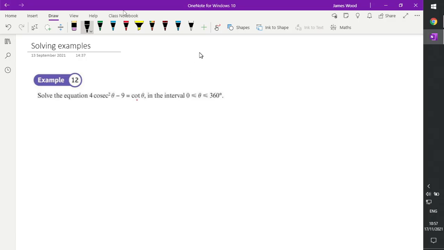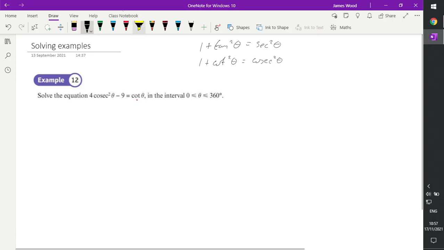So let's just write down those two identities. 1 plus tan squared theta equals sec squared theta, and 1 plus cot squared theta equals cosec squared theta. Now in this question we've just got two different functions: cosec squared and cot. So we've got something to do with sine and something to do with tan. We could do with swapping it so it's only in terms of one function.